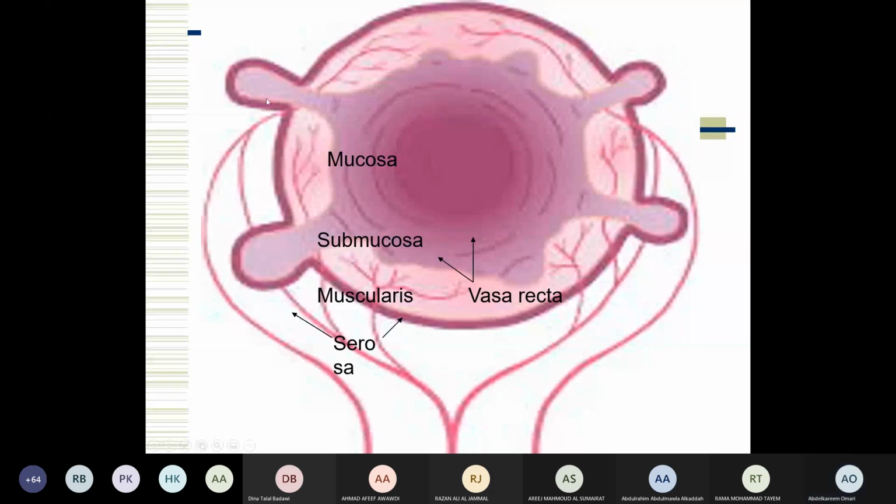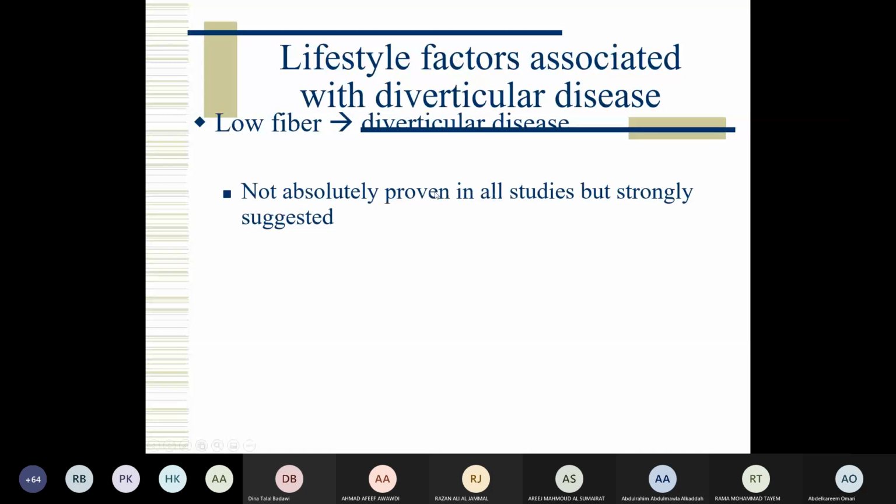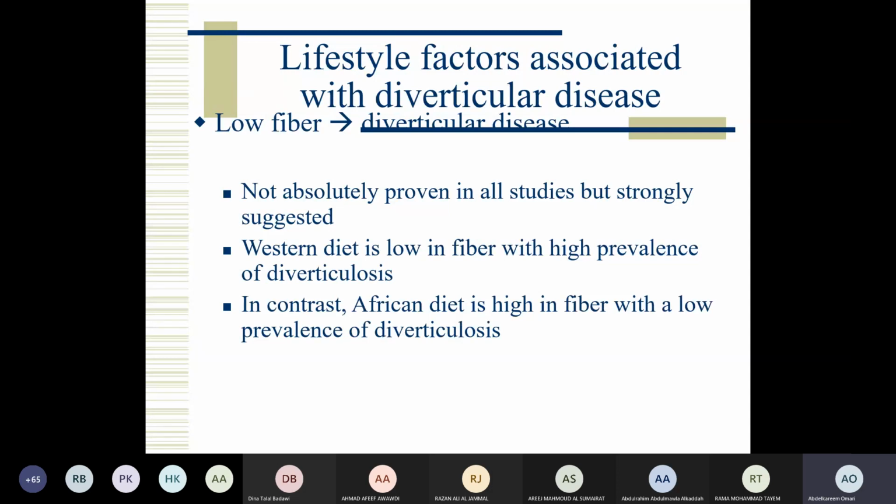Right. Now, lifestyles associated with this disease: low fiber diet. Although it is not absolutely proven in all the studies, it is strongly suggested that the colon becomes inert. It cannot contract all the time to expel the feces due to long-standing constipation. Western diet is low in fiber with high prevalence of diverticulosis. In contrast, African diet is high in fiber with a low prevalence of diverticulosis. Just to remind you with this.